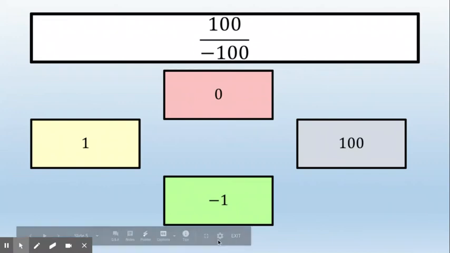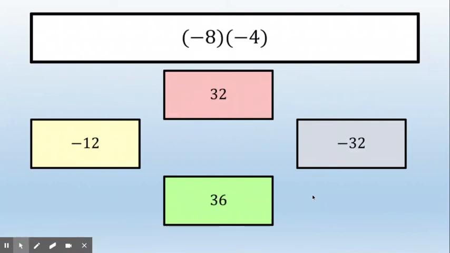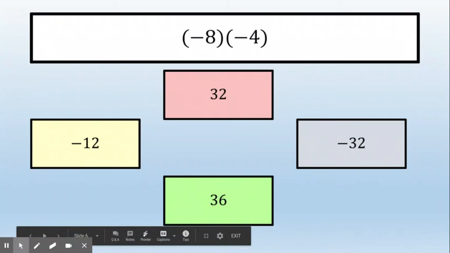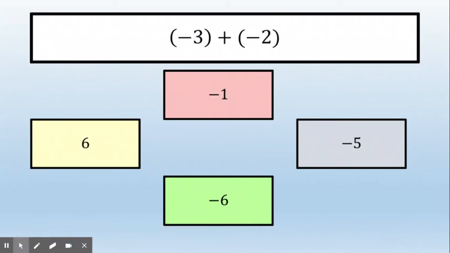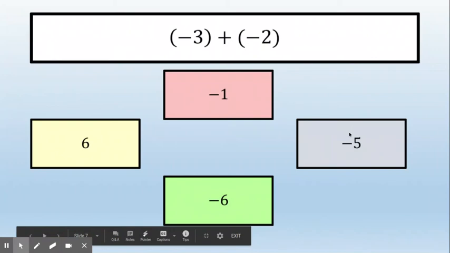The correct answer is -1. 100 divided by 100 is 1. So a positive divided by a negative would give us negative, and we get -1. 3, 2, 1. The correct answer is 32. A negative times a negative gives us positive, and 8 times 4 is 32. 3, 2, 1. The answer is -5. Again, they're both negative, so we're just adding and keeping that negative sign.